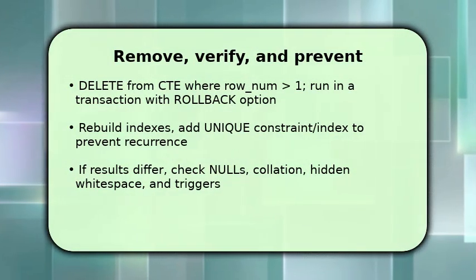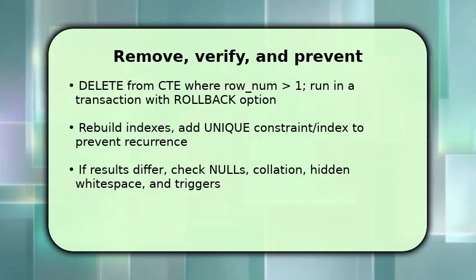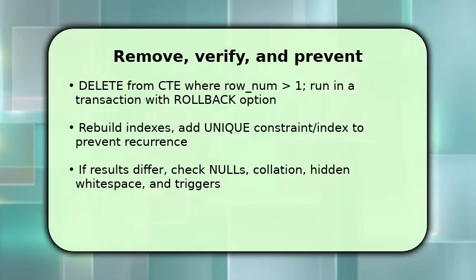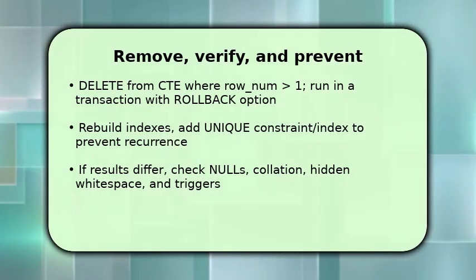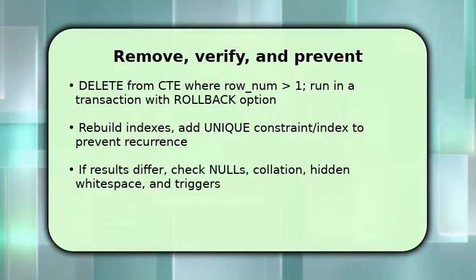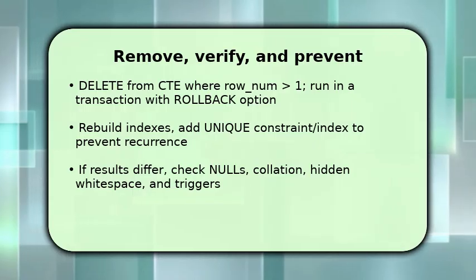Finally, perform the removal inside a transaction. Delete from the CTE where row_num > 1 and verify row counts before you commit. After cleanup, rebuild affected indexes and add a unique constraint or filtered index to prevent recurrence. That explains why prevention matters.